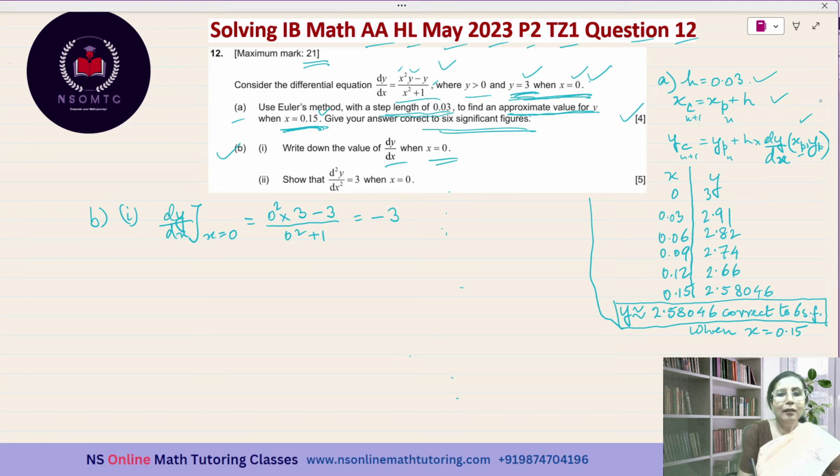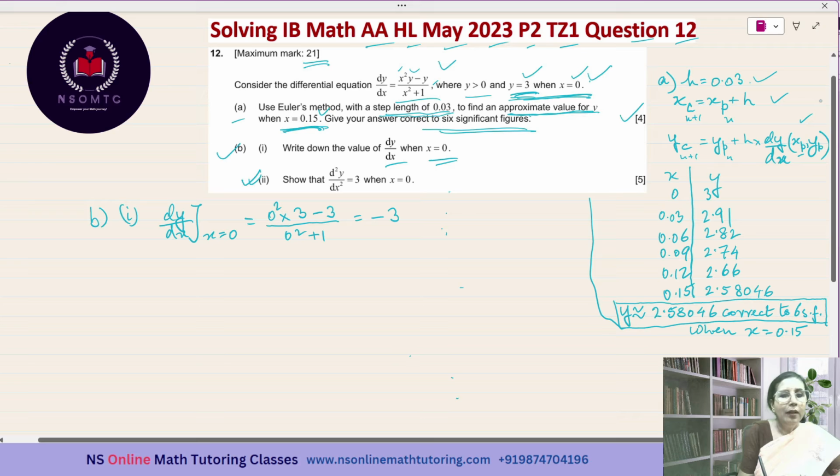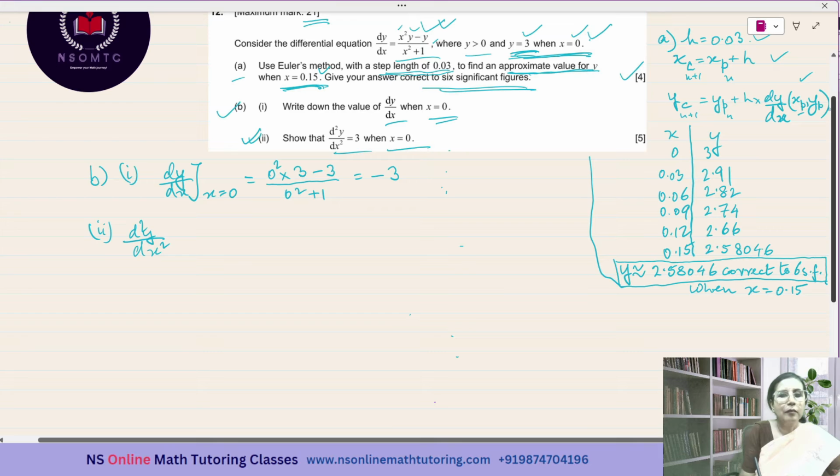Fine, and then show that d2y by dx square, the second derivative, equal to 3 when x equal to 0. Fine, so d2y by dx square, first of all we have to get the expression. Therefore, we have to differentiate this expression. Okay, so I'm using the quotient rule.